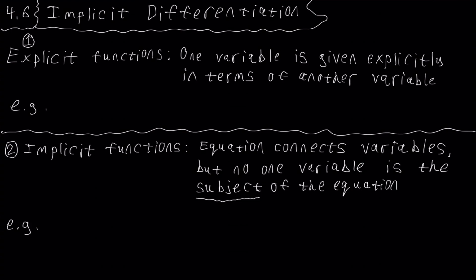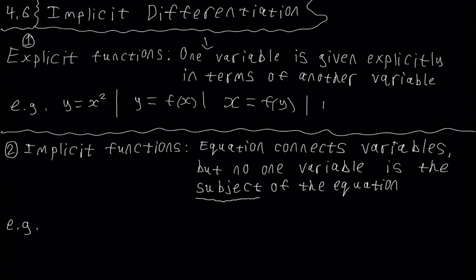Now, starting off, we want to understand the difference between these two types of functions. For explicit functions, one variable is going to be given explicitly in terms of another variable. So an easy example of this could just be y is equal to x squared. In this case, our variable y is given explicitly in terms of a function of x. We could generally have y is equal to some f of x, or perhaps x is equal to some f of y. In this case, x is given explicitly in terms of y.